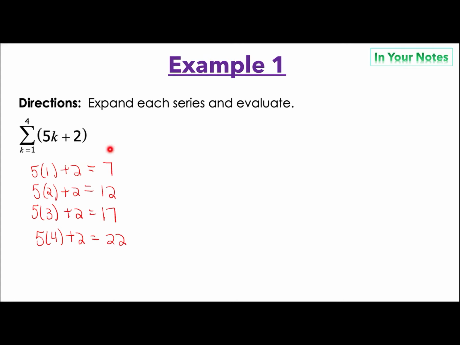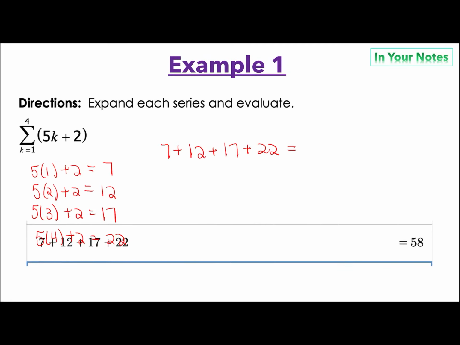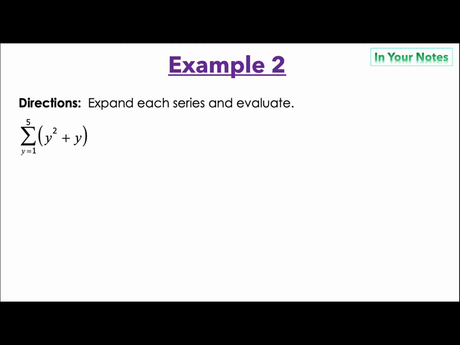So here we have expanded our series. We're going to add them all up now, because that's what it means to find the sum. 7 plus 12 plus 17 plus 22 is equal to, I did it on a calculator, 58. So the answer to this sum is 58.